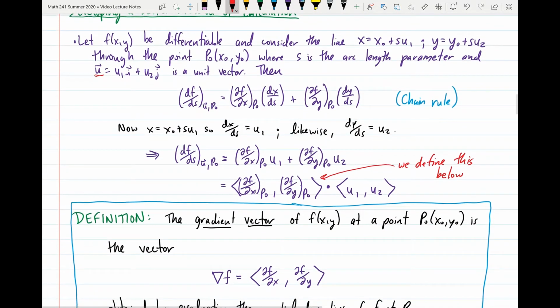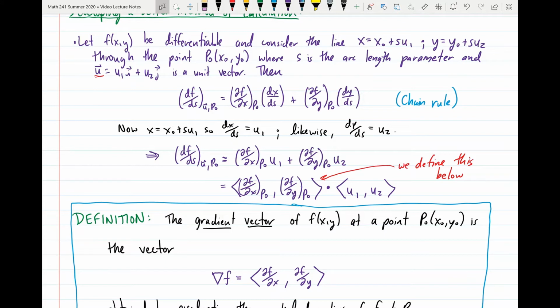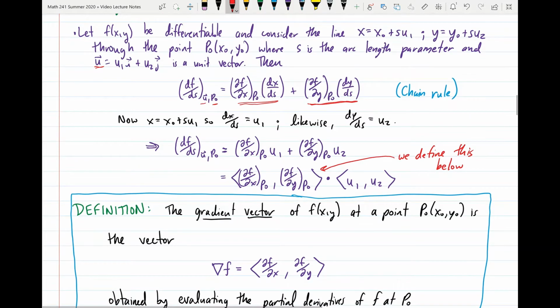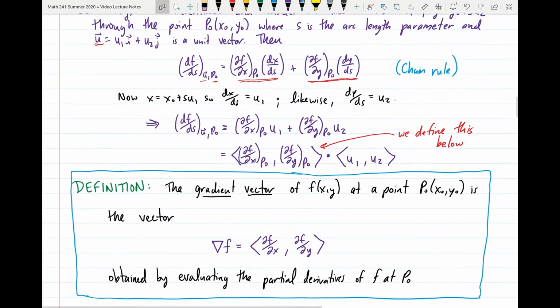Okay. So by the chain rule from section 14.4, we know that the derivative of f with respect to s in the direction of the vector u at the point p naught is given by the partial derivative of f with respect to x at the point p naught times the derivative of x with respect to s, plus the partial derivative of f with respect to y at p naught times the derivative of y with respect to s. Again, this is just an application of the chain rule for a function of two variables from section 14.4.